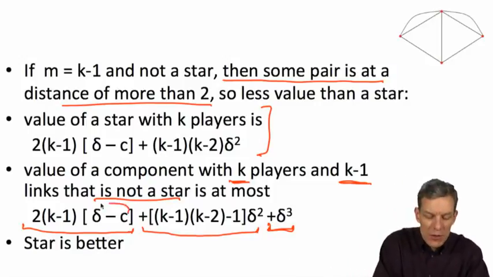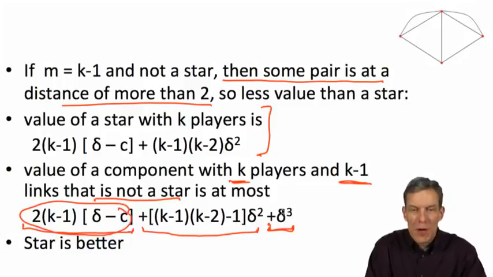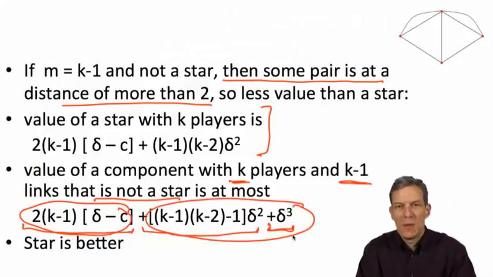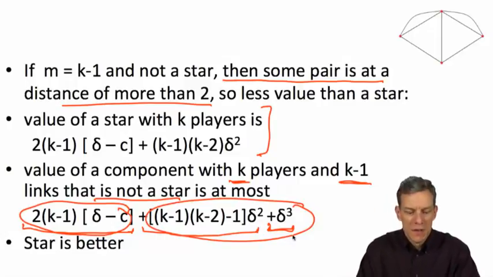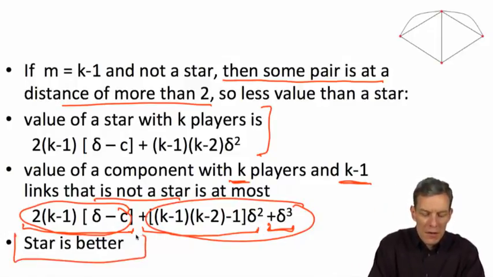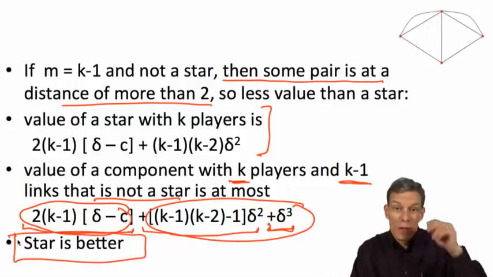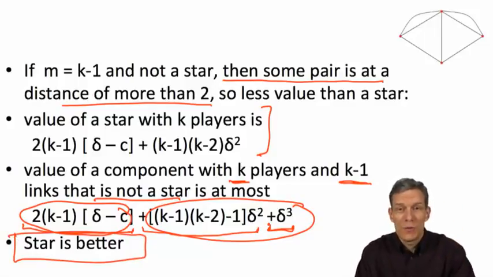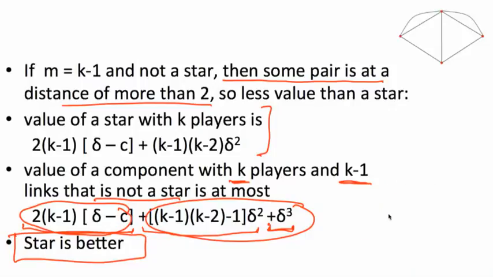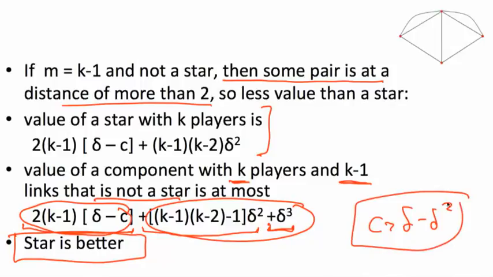So we get the same value in direct connections, the same number of indirect connections, but some of them are at higher distances. It's got to be a lower value than a star. So the star is better. Okay? So what we've shown is if we're going to connect k individuals, the best way to do it when we've got c bigger than delta minus delta squared is via a star. Right? So a star is the best way to connect k players in that situation.